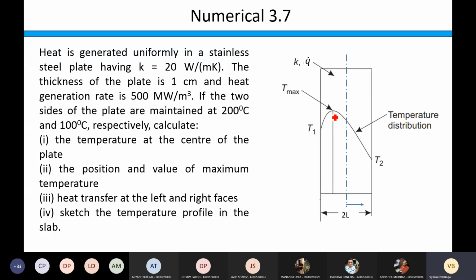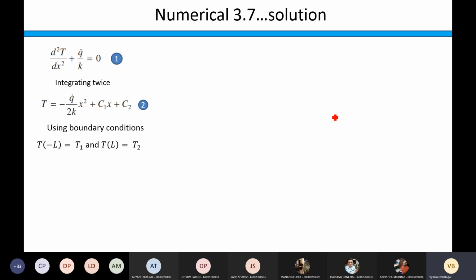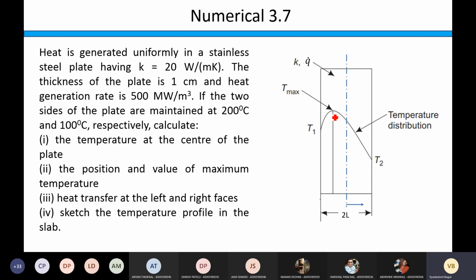You can take down one numerical based on this. I have the solution, and I will directly explain it. You need not take down anything. You can try it at your end after this session. So here is a numerical based on internal heat generation.